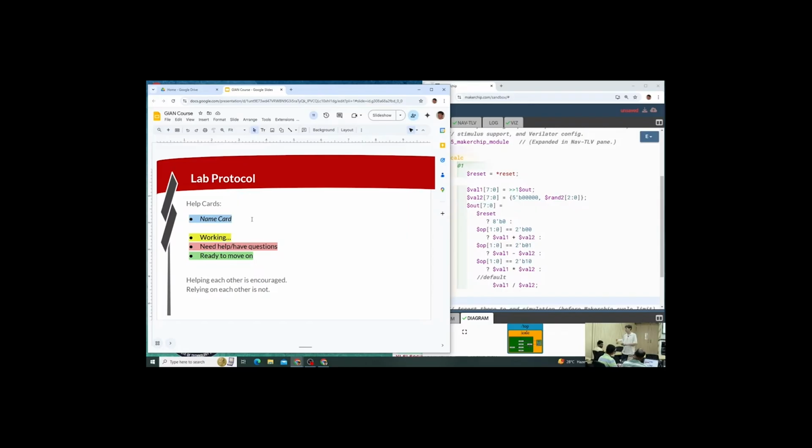These are just to help me understand when you're finished with an exercise. While you're working on an exercise, leave the yellow card on top of your tent. When you finish an exercise, put the green card on top, ready to go. And if you need help, put the red card on top. That way I can scan the room and get a sense that we're ready to move on. Clear?